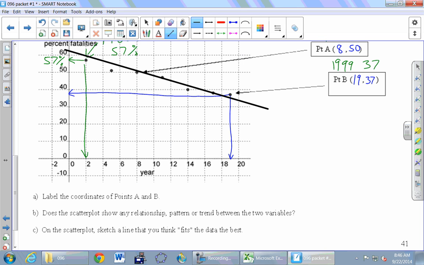So I've got my line up here. Is this going to be the same as your line? No, we all just drew different lines. But the idea is you're not connecting two of these dots. You're just trying to look at all the dots and draw something that's close to all of them. Let's move to the next page.